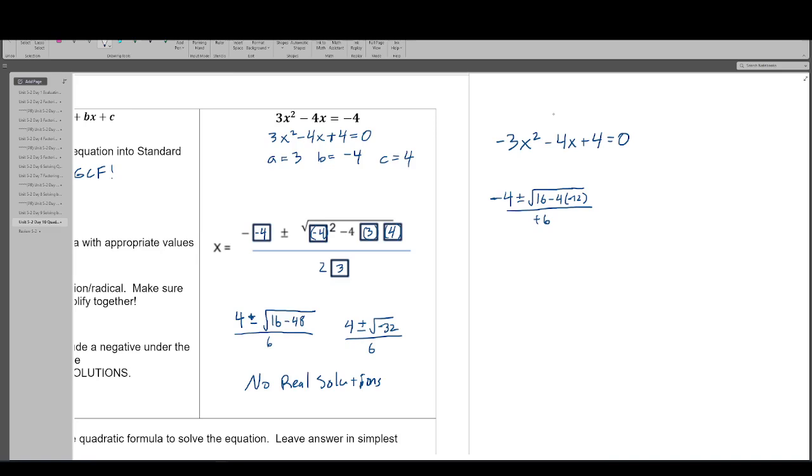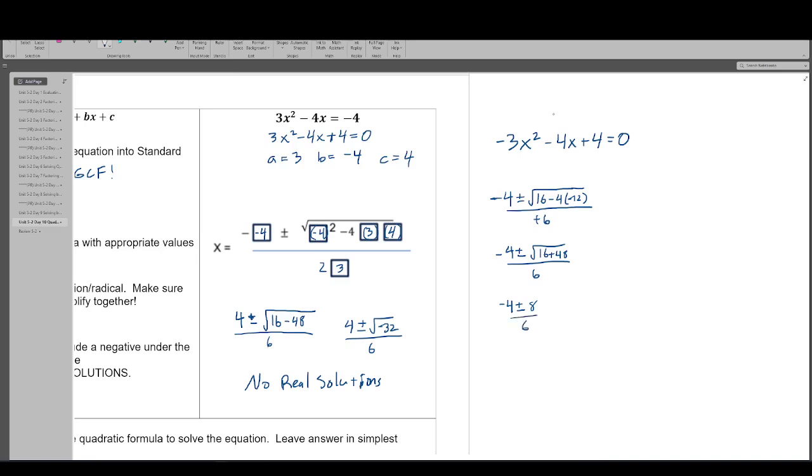Okay, now we can simplify this. We have negative 4 plus or minus the square root of 16 plus 48, all over 6. That makes 64, which is a perfect square, meaning once again, now that we fixed the sign, this one should have been solved by factoring. Okay, negative 4 plus or minus 8, all divided by 6.